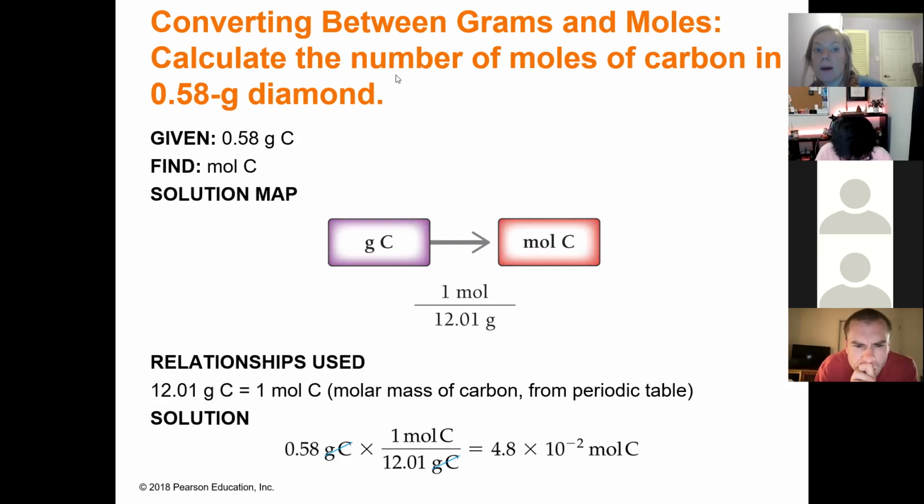So because we're talking about carbon, I don't want to use the molar mass of platinum or hydrogen. I want to use the molar mass of carbon. So the molar mass of carbon tells me that 1 mole of carbon will always weigh 12.01 grams of carbon. This is the molar mass. And where did it come from? Periodic chart.